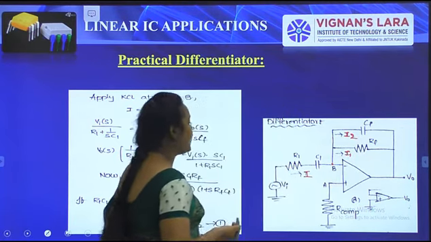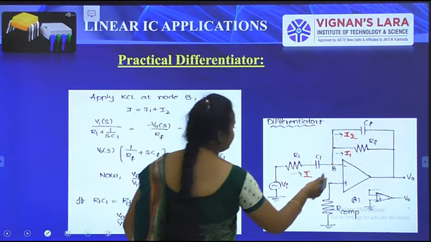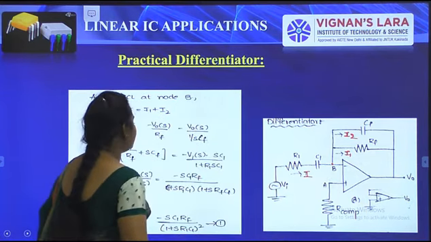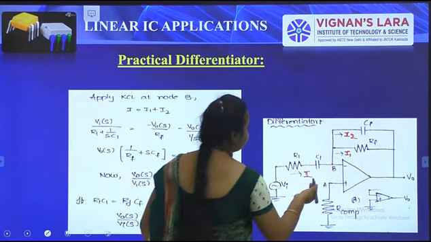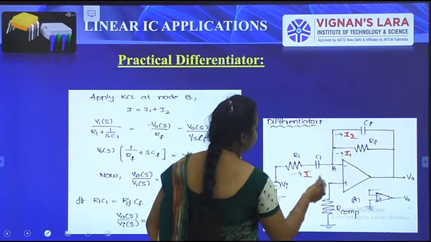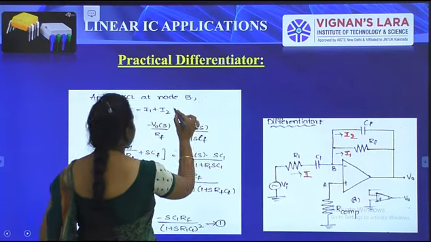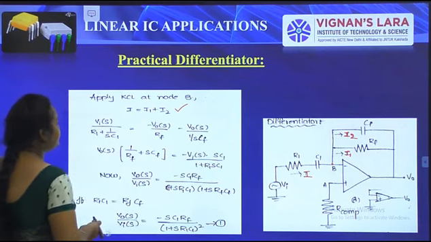So applying nodal analysis at node B, I is equal to I1 plus I2, because the entering current is equal to the leaving current at node B. So here I can write I is equal to I1 plus I2.